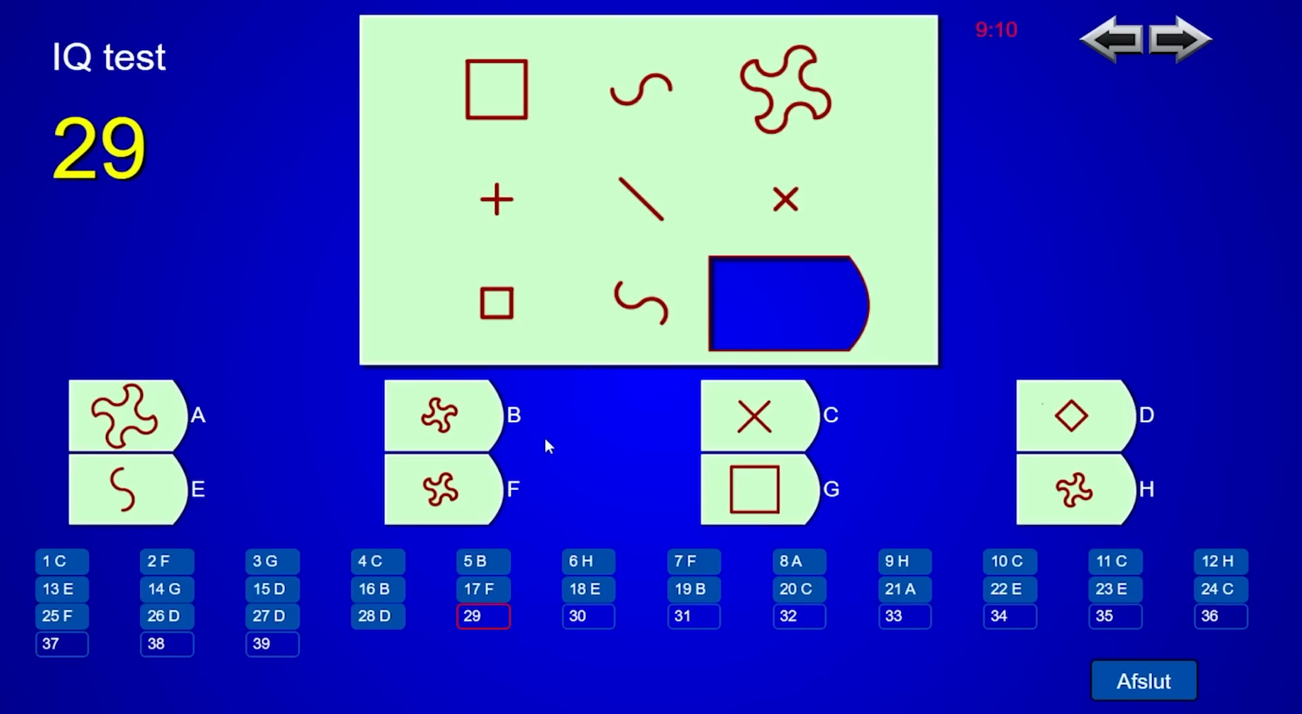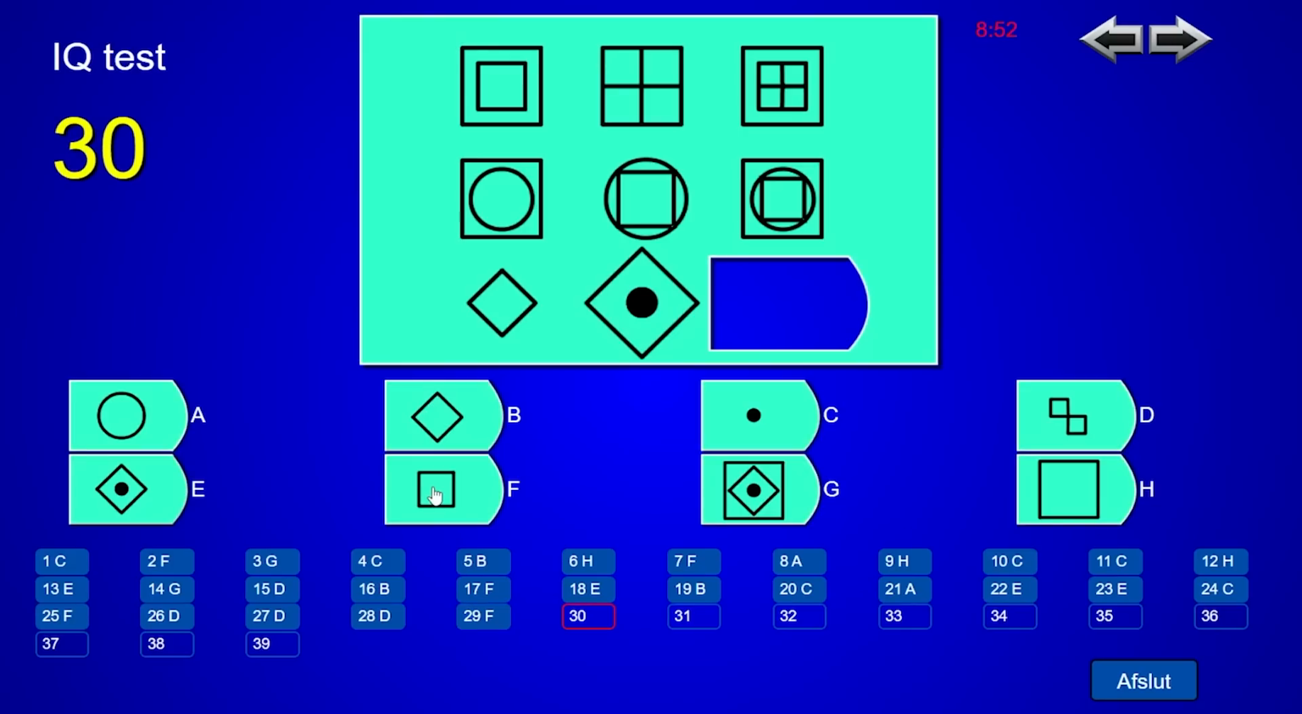So we have B, F, and H. So which one of these has this sort of S one? Is it B? It's not B. It's F, and this one is actually mirrored, so it's F.